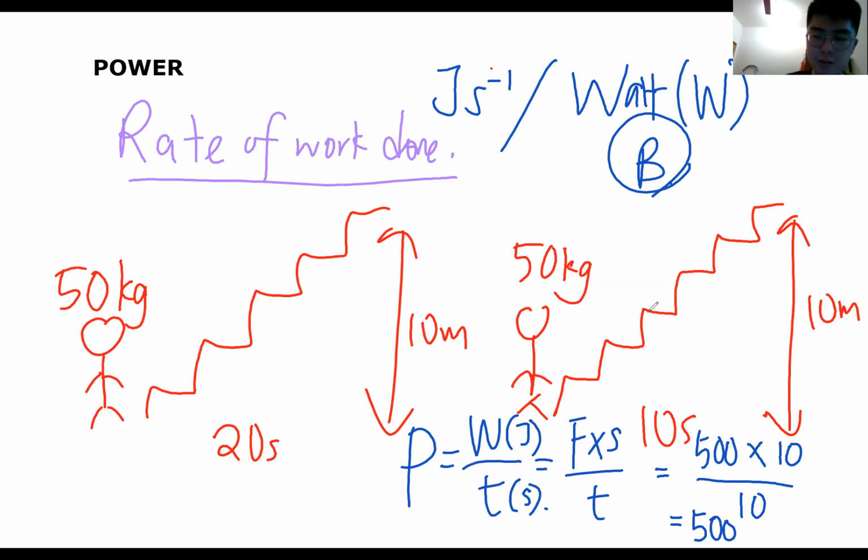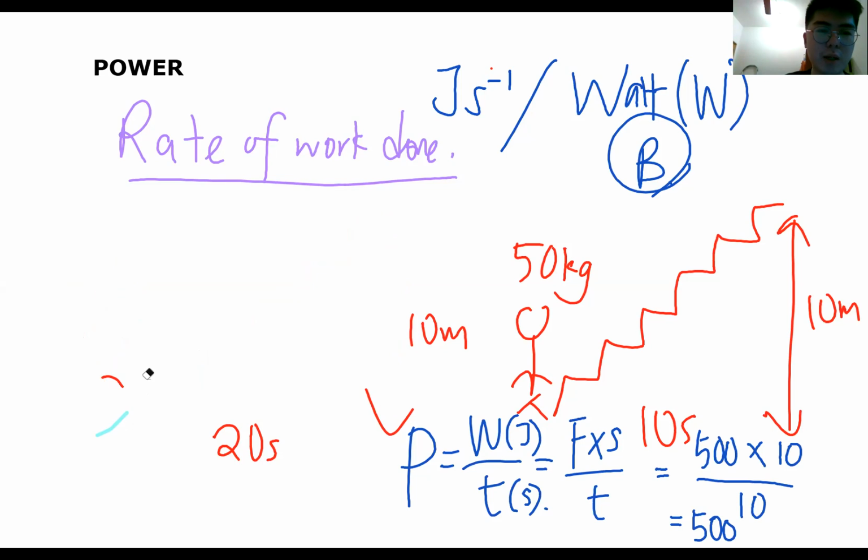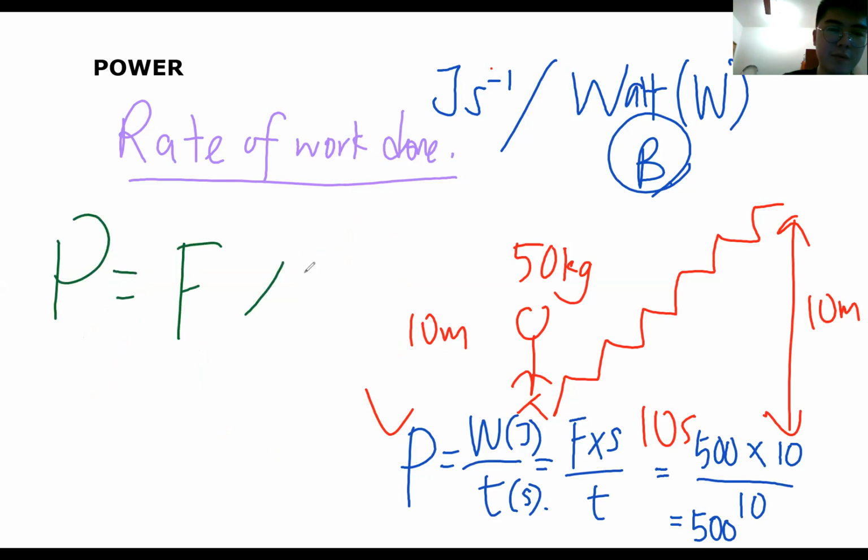It's straightforward. So to calculate the power, you need the work done, and you need the time. Sometimes for power you have to use another formula. You have two formulas for power. Another formula is this one: P equals F times V.